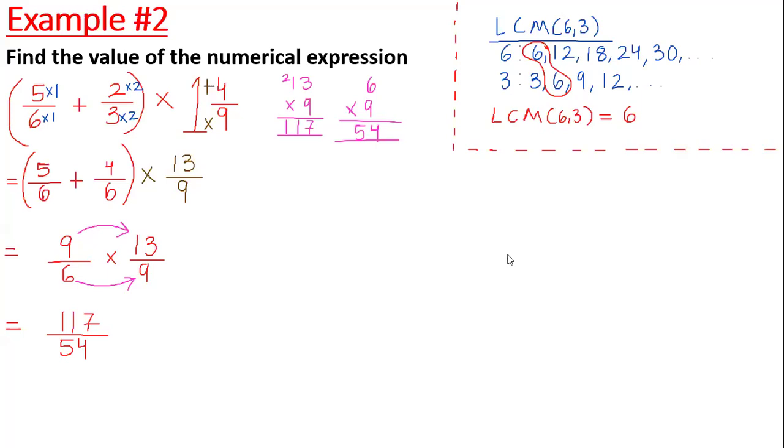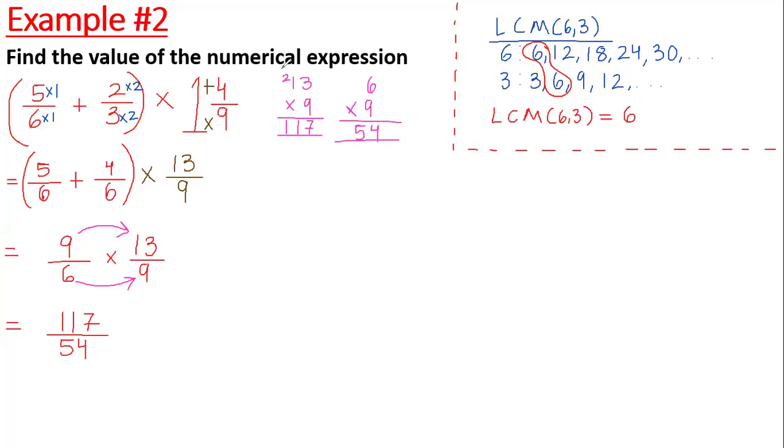Okay, this is a good question. Someone said, but 6 plus 6 is 12. This is a very good question. Do we add the denominators? No, sir. We do not add the denominators. Since they're the same denominators, keep them the same. And so it's gonna be 5 plus 4, which is 9, 9 over 6. So you have 9 over 6 multiplied by 13 over 9, which gives us 117 over 54.